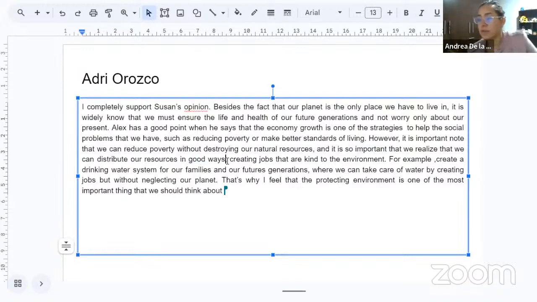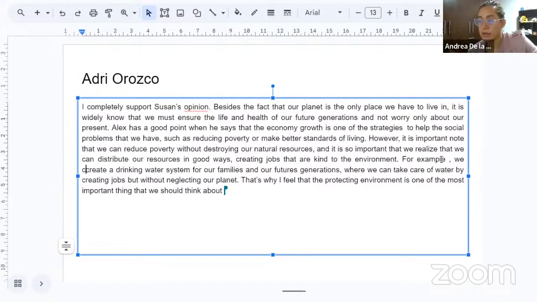Comma, "creating jobs that are kind to the environment." I love this phrase. And you are perfectly fine challenging Alex's point. Now, "for example, we can create a drinking water system for our families and our future generations, where we can take care of water by creating jobs without neglecting our planet." Okay, good. "For example, we can create," right?